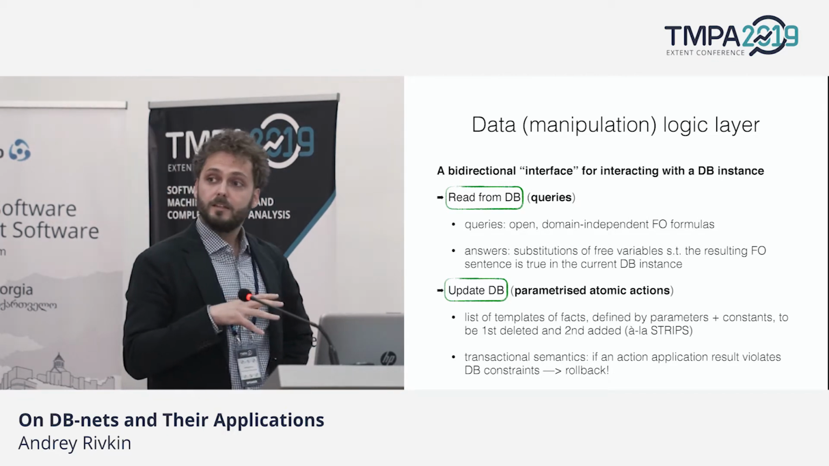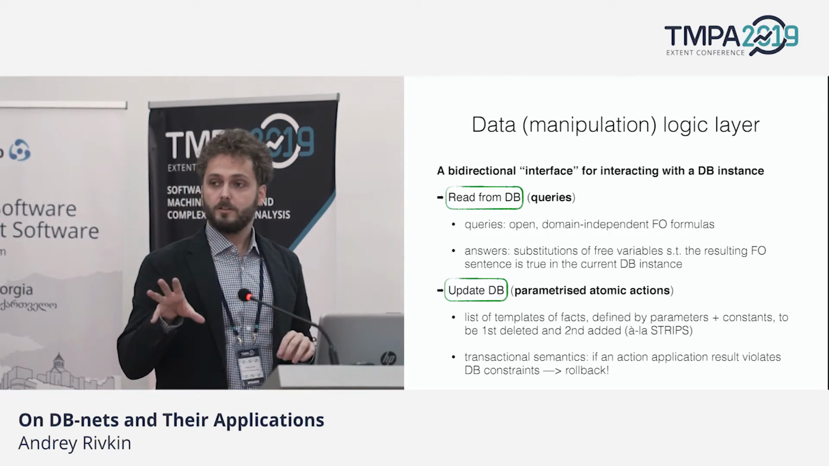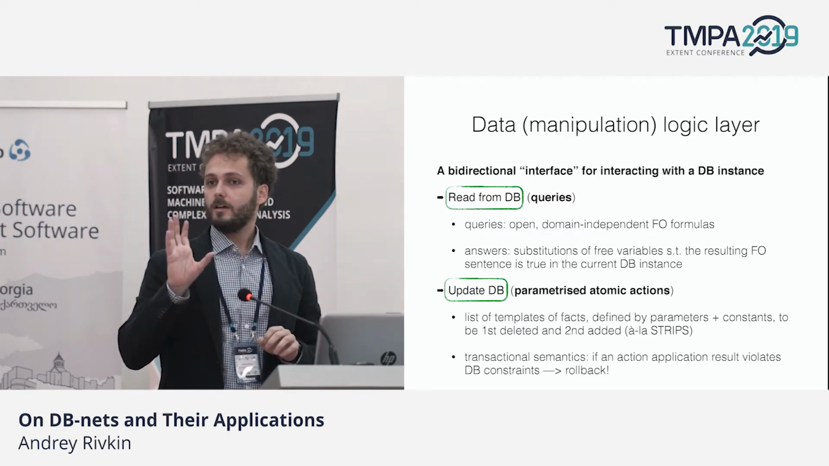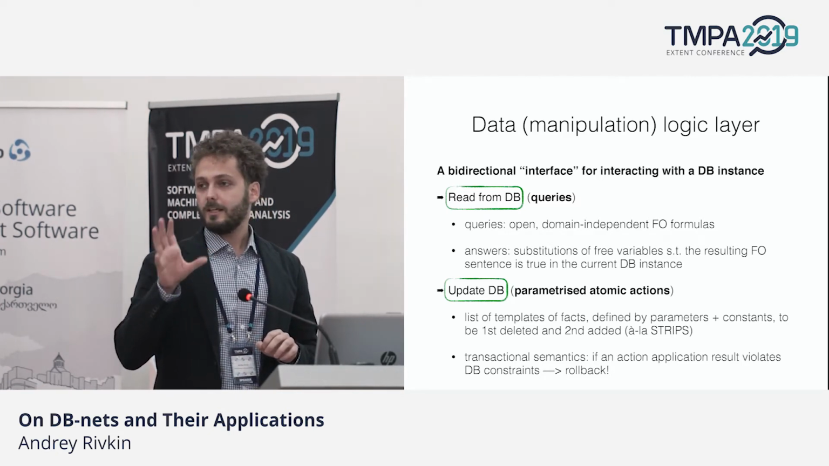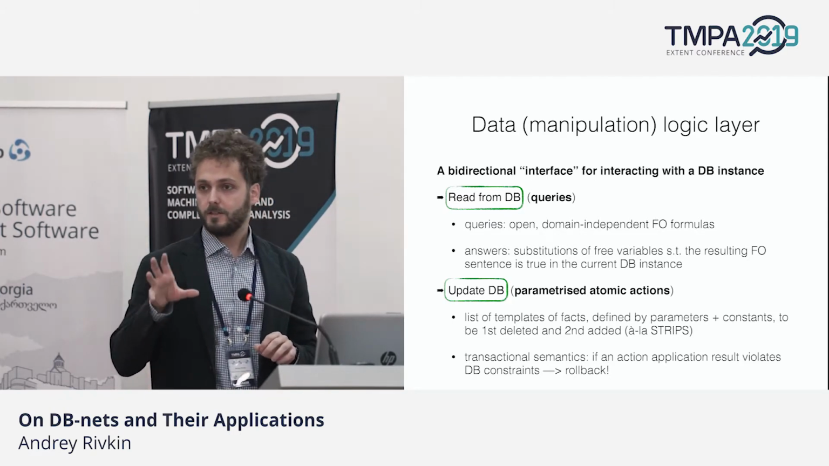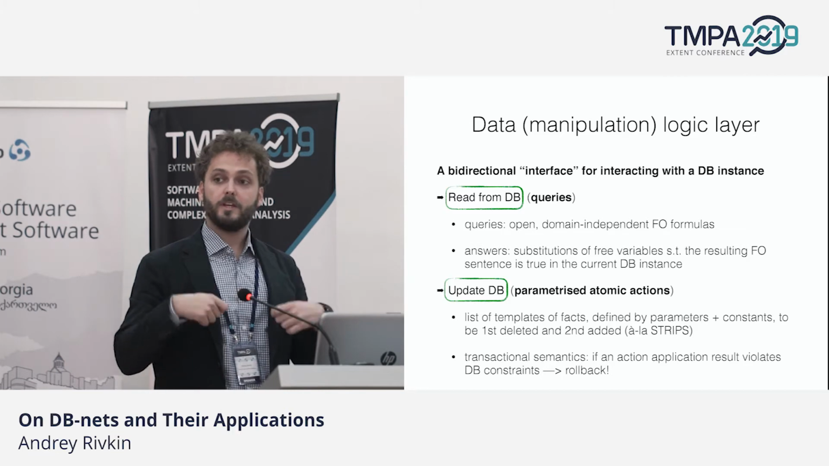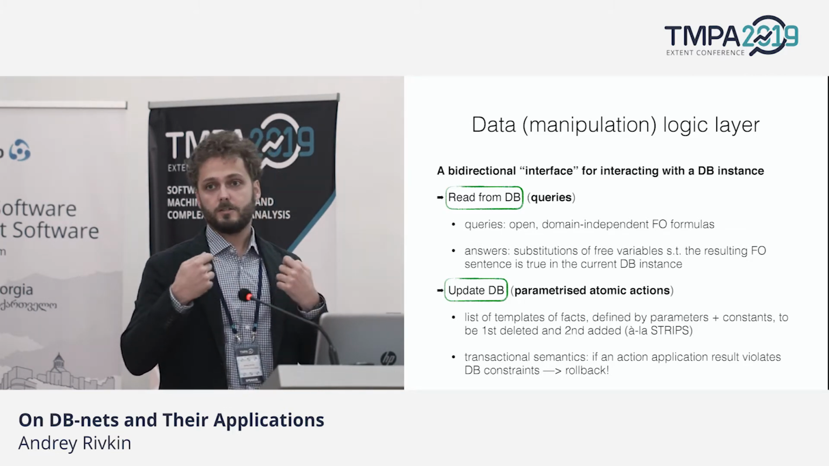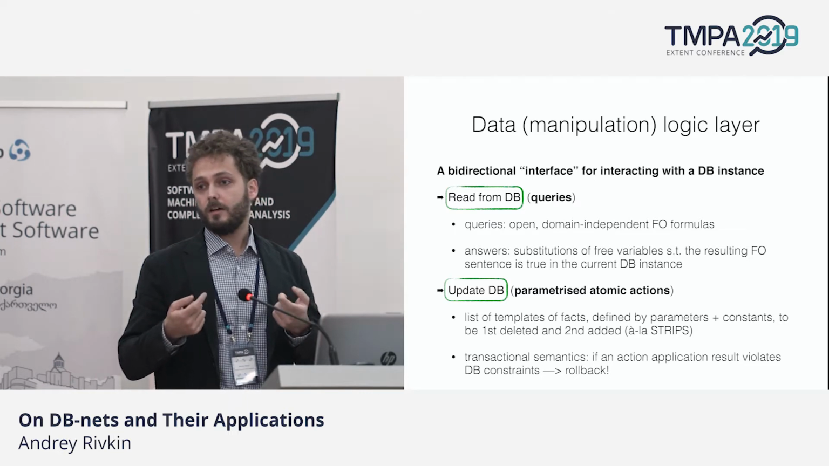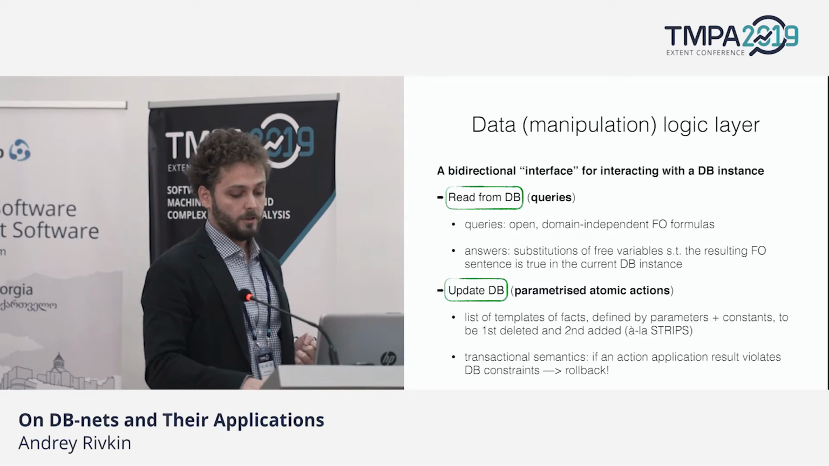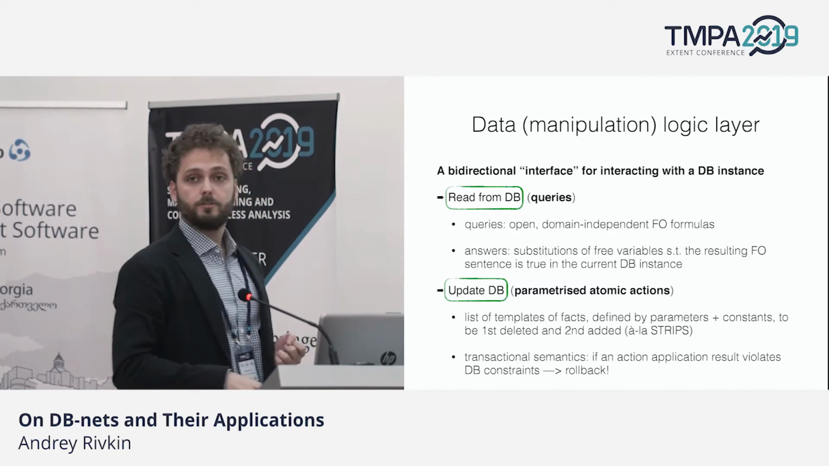And to update databases, we use parameterized atomic actions. Atomic stands for actions that work under transactional semantics. That means that if I perform an update on top of my database and the result of this update violates some of the constraints, then I will just end up having a rollback, like a classical database rollback. And here are two examples.